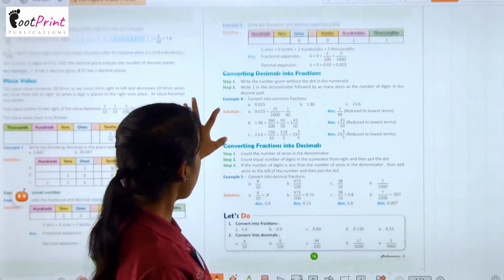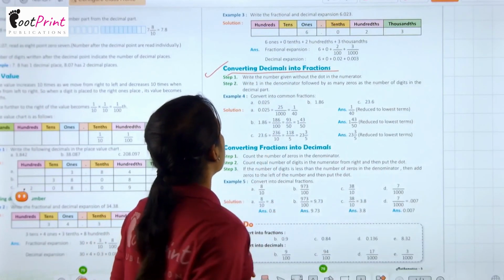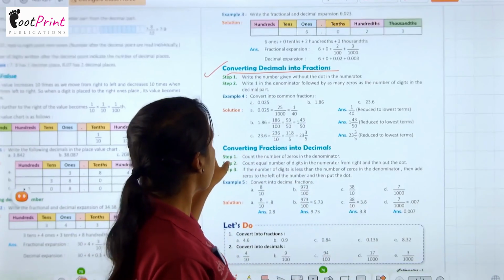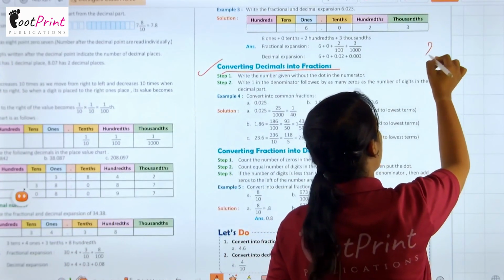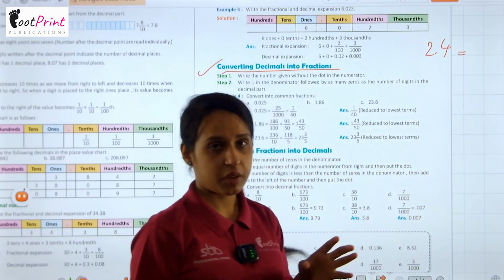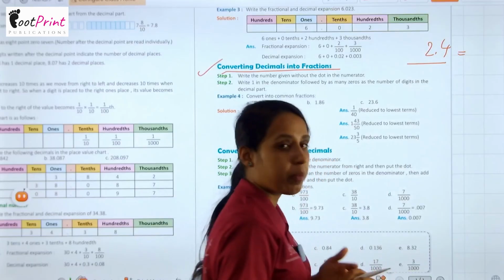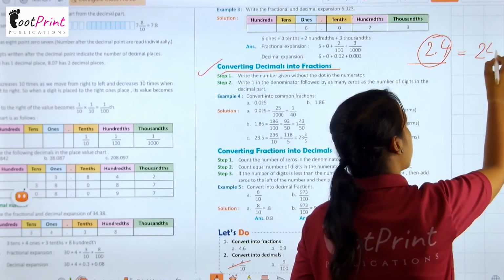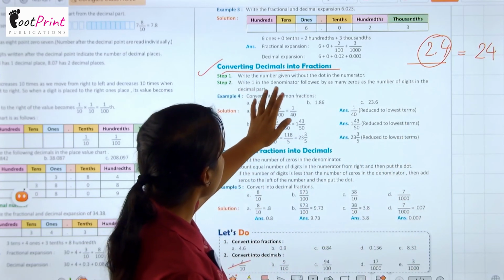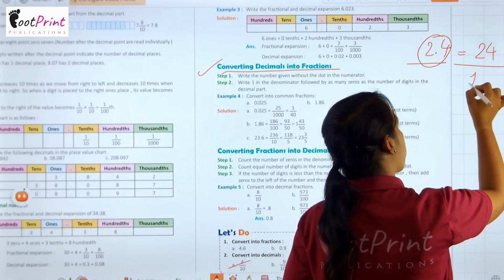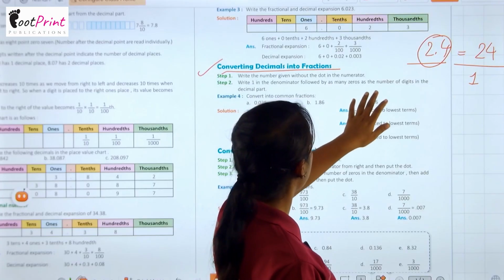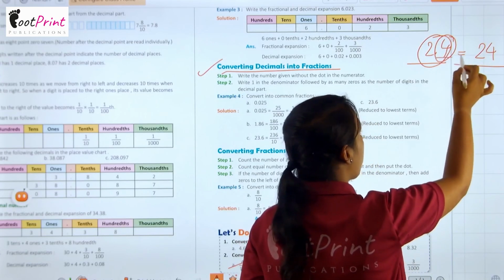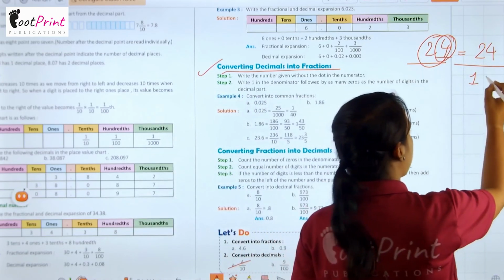Okay, our new concept. So step 1 is write the number given without the dot in the numerator. तो हम क्या करेंगे, जो भी हमें नंबर दिया हुआ है, जस्ट लाइक here 2.4, तो हमें अगर इसका फ्रैक्शन बनाना है तो क्या करेंगे, जो भी नंबर दिया है बिना डॉट के, मीन्स बिना पॉइंट के, और यू कैन से बिना डेसिमल के, we write the whole number. So we get 24. In step 2, write 1 in the denominator, followed by as many zeros as the number of digits in the decimal part. We know that after the decimal we have the decimal part, and how many digits are there? Only 1. So we put here 1 and 0 only.